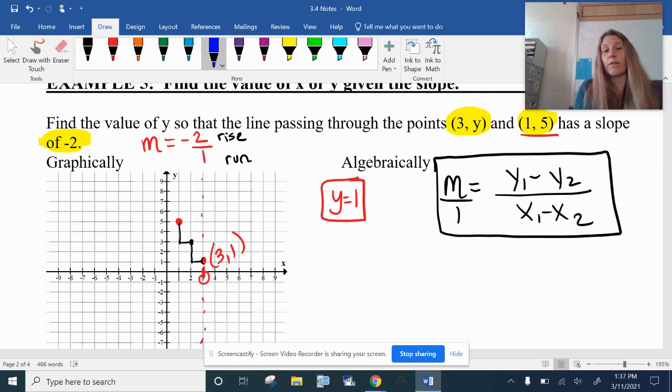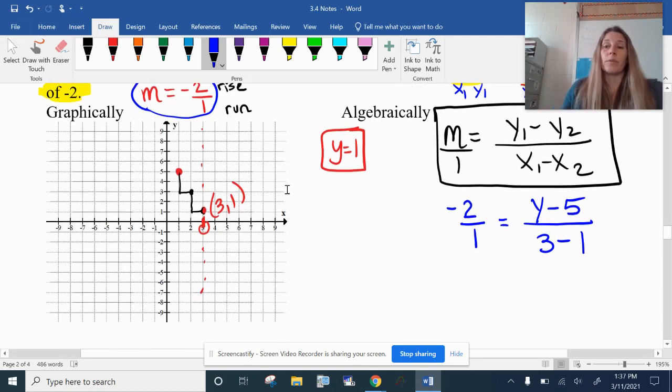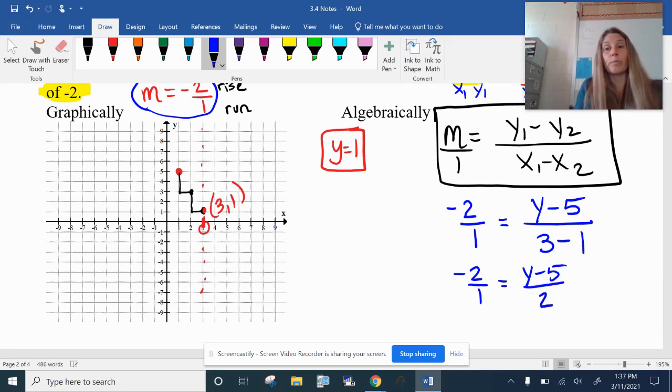Okay, so let's start filling in the information here. So my slope, we know, is negative 2, so I'm going to write negative 2 over 1. Then I'm going to do y1 minus y2, which will be y minus 5. And then I'm going to do my x1 minus my x2, which will be 3 minus 1. Now, once you get that all substituted into your slope formula, you want to simplify whatever you can. So I have negative 2 over 1 and y minus 5, but 3 minus 1 I can simplify to 2. And now I can cross multiply.